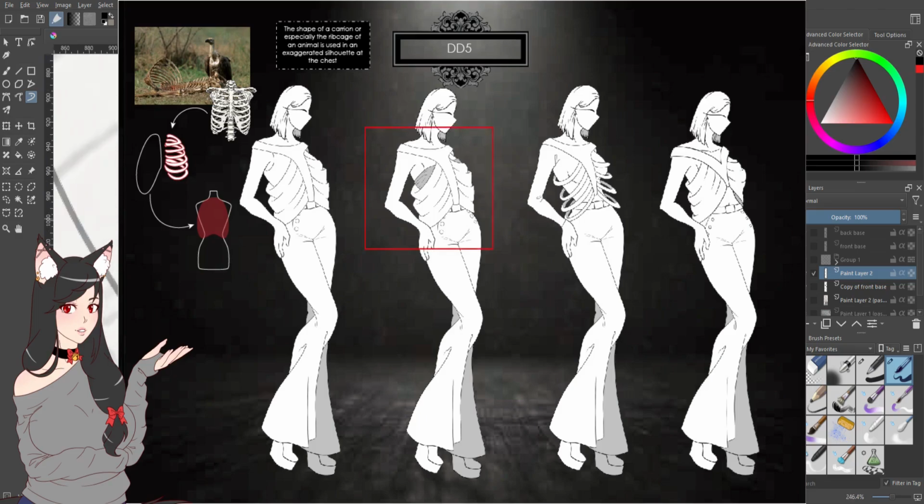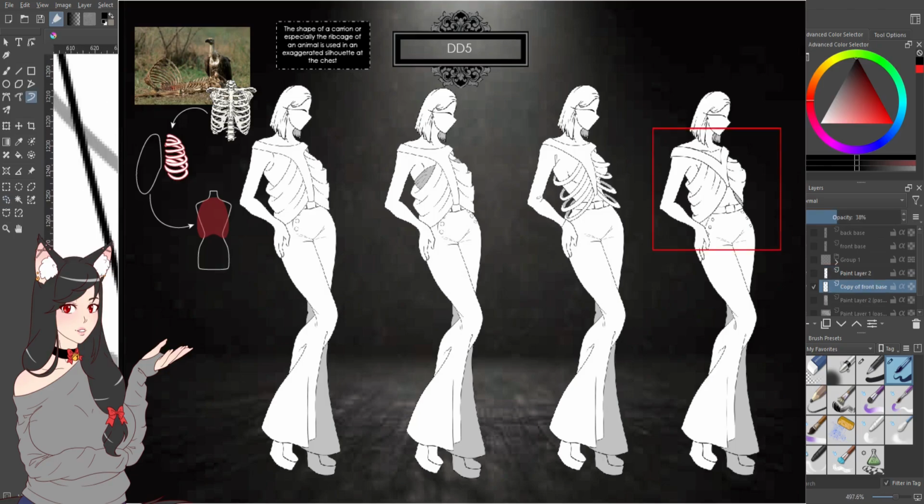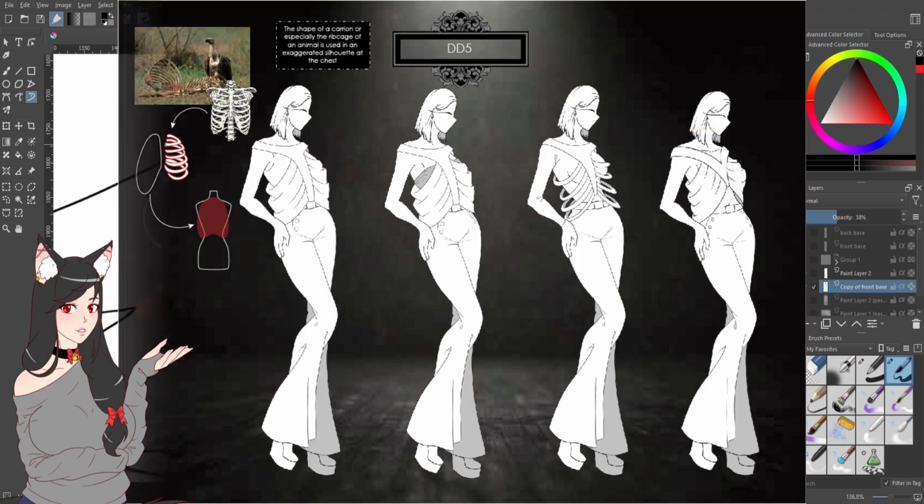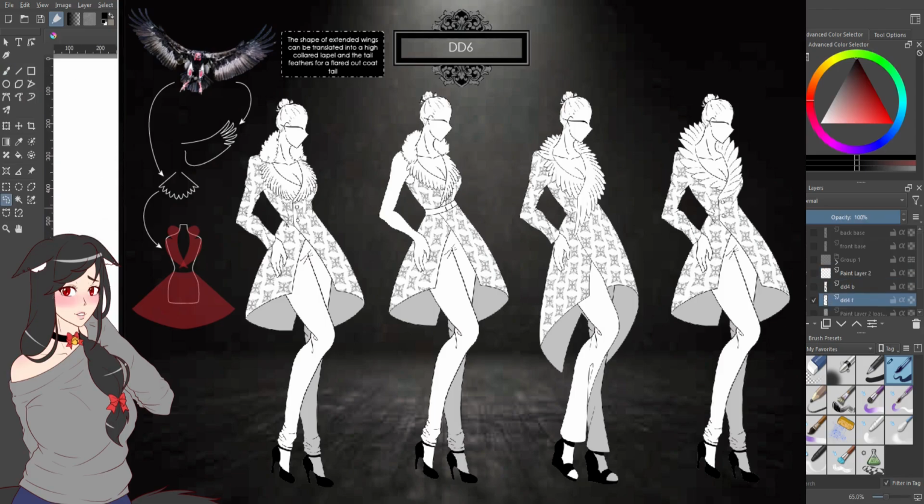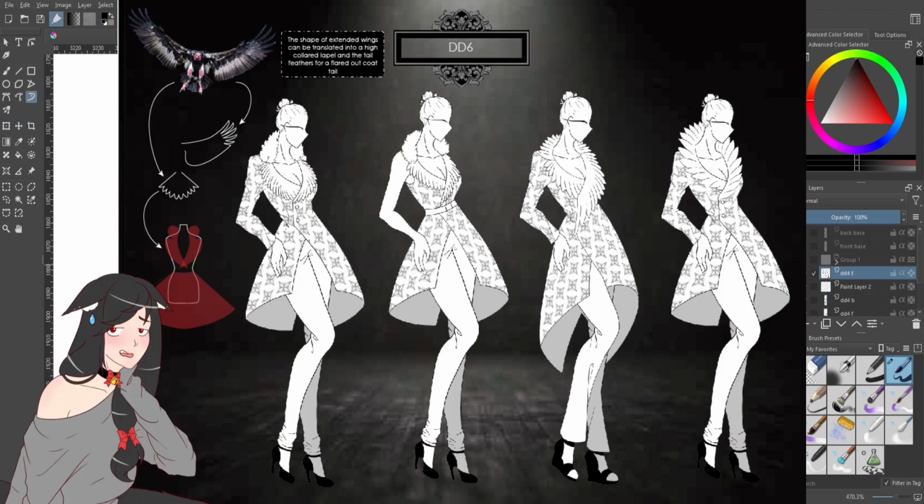I did also try to include that leather bodice peeking out from underneath a very low cut top, as well as trying out different designs of the collarbone or the sternum, which is the bone that runs through the middle of your rib cage. For my sixth design development, I am not going to lie, I was so stumped on what to do with this.